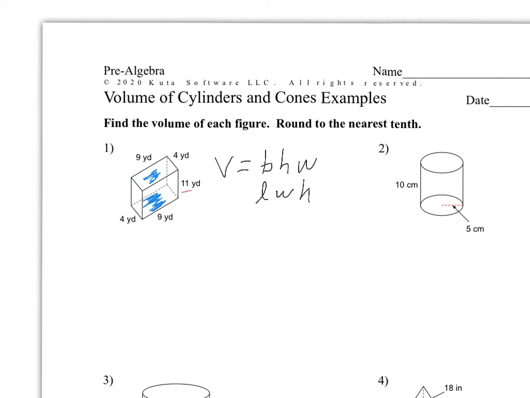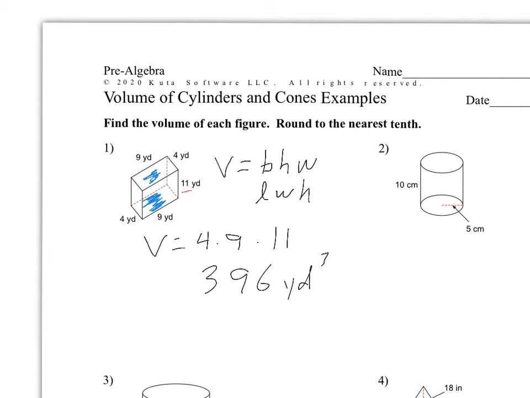So in this case, we've got a 4 by 9 base, or the bottom, and then we're just going to multiply it by how tall it is, which is 11. So 4 times 9 is 36, times 11 is 396 yards cubed.